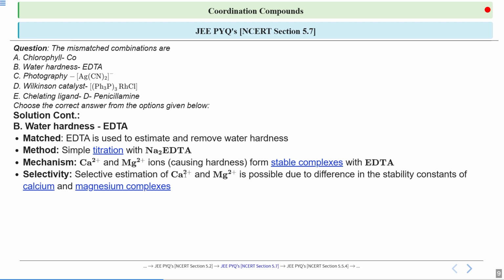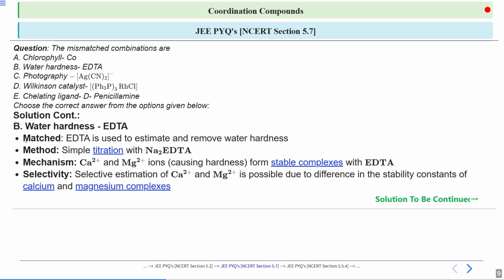Selectivity: selective estimation of Ca2+ and Mg2+ is possible due to the difference in the stability constants of the calcium and magnesium complexes. Both ions present in the water have a difference in the stability constants of their complexes, due to which we can selectively estimate Ca2+ and Mg2+.